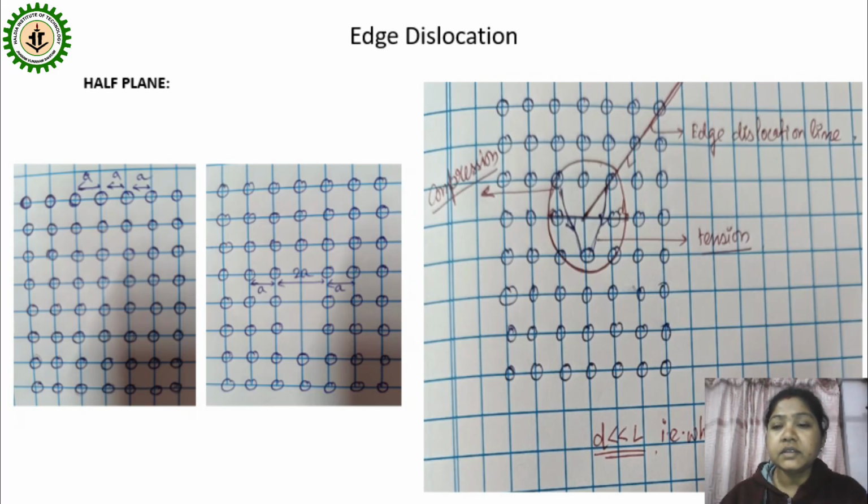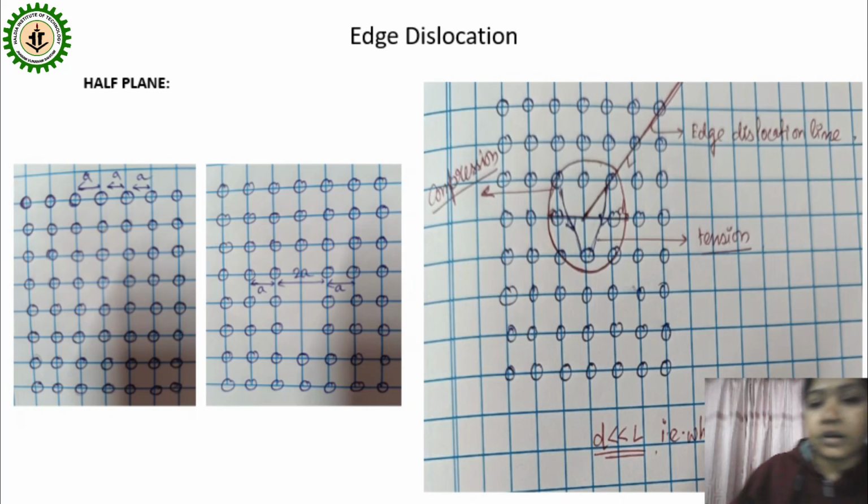And another thing is, whatever point is missing, the atoms will gain the same structure again. So the defect happens only at the half plane. In the upper portion, if you see, there are no defects. If you see the lower portion, the lower half plane, you can see there is a defect. So that's why it is called half plane edge dislocation.